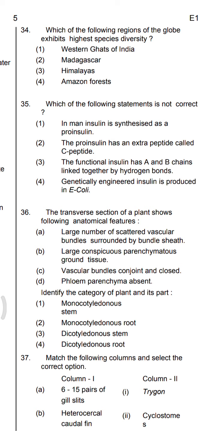35th question. Which of the following statements is not correct? 1, in man, insulin is synthesized as a proinsulin. 2, the proinsulin has an extra peptide called C-peptide. Option 3, the functional insulin has the A and B chains linked together by hydrogen bonds. Finally, option 4, genetically engineered insulin is produced in E. coli.